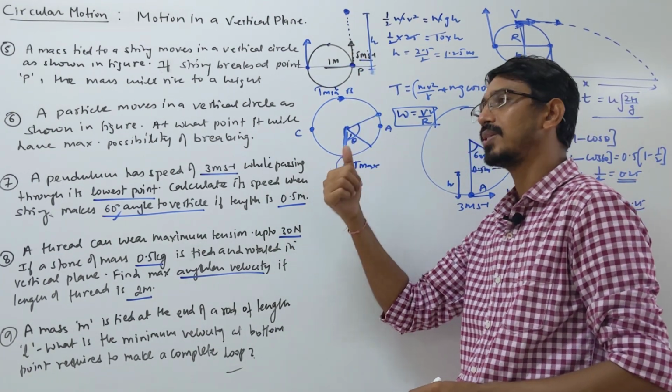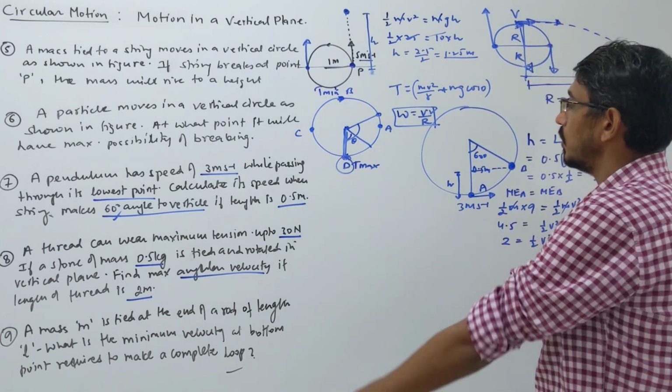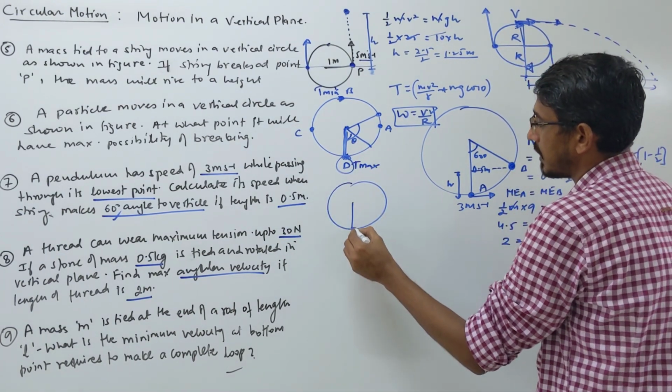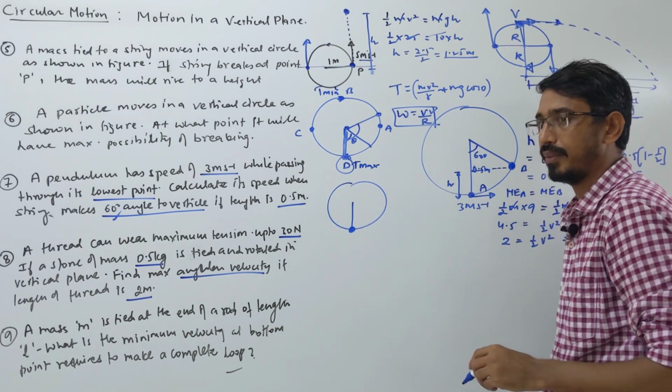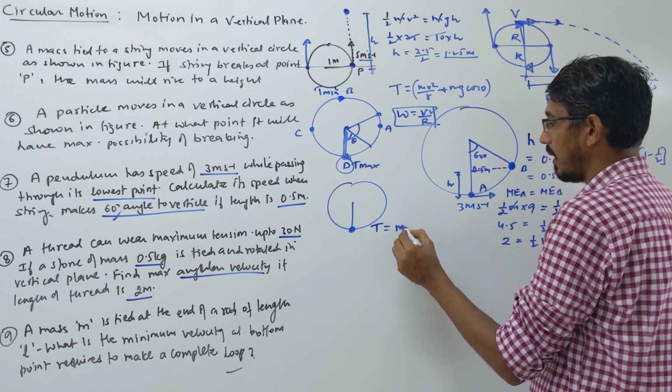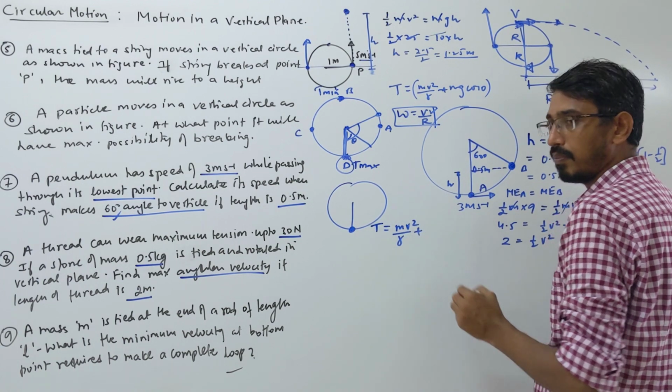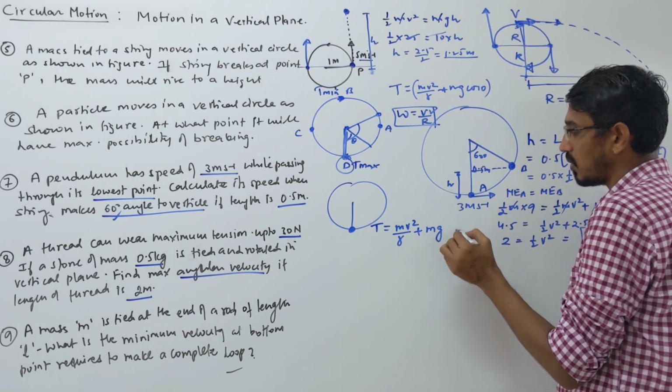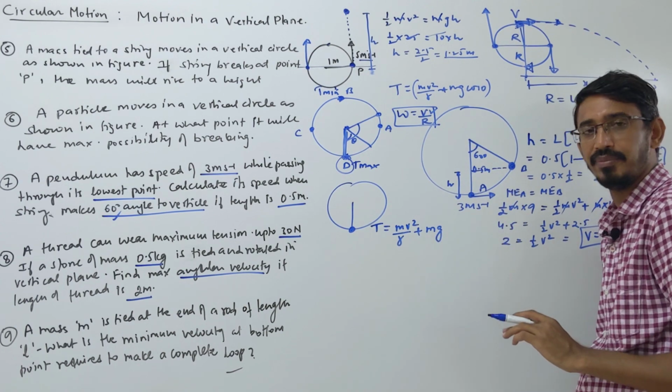Tension is maximum and velocity is also maximum at this point. Look at this, at the lowest point a few data are given to you. So what is given? Tension is given. We know tension at the lowest point is simply mv square by r plus mg cos theta, and cos 0 means just mg.